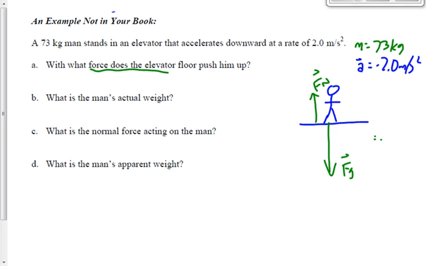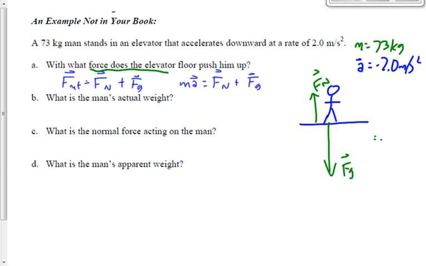Let's say the net force is equal to the sum of those forces. That's Fn. Don't get those two mixed up. Net force is the total force. Fn is the normal force. Two different things. It's equal to Fn plus Fg. M times A is equal to Fn plus Fg.